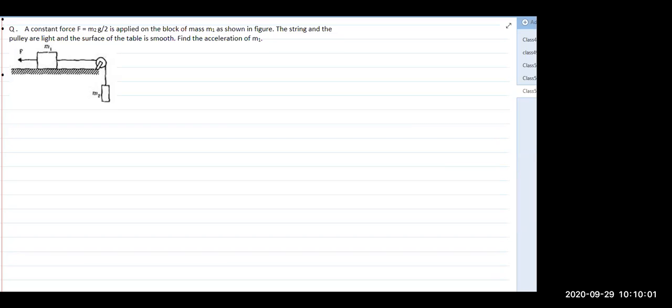So we will apply the same process. We will first identify the two objects, then write their forces, draw the free body diagram, and write their equations. First for m1, what are the forces? Tension acts in this direction, then its weight m1g, and since it is pressing the table, the table will also exert an upward normal force, say N. So vertically we have normal and m1g, horizontally tension and F.